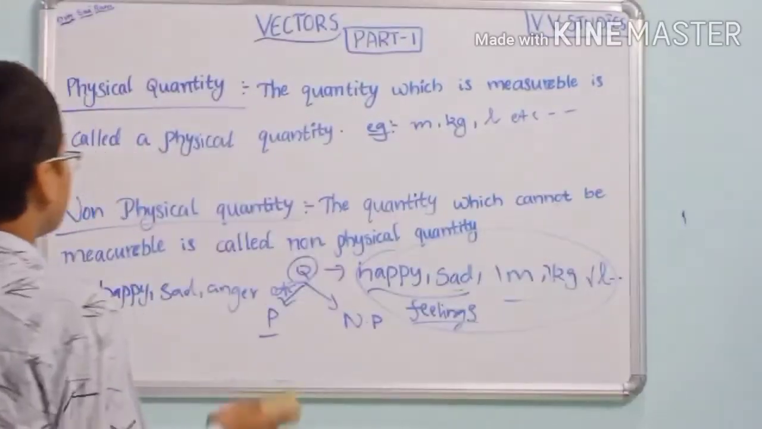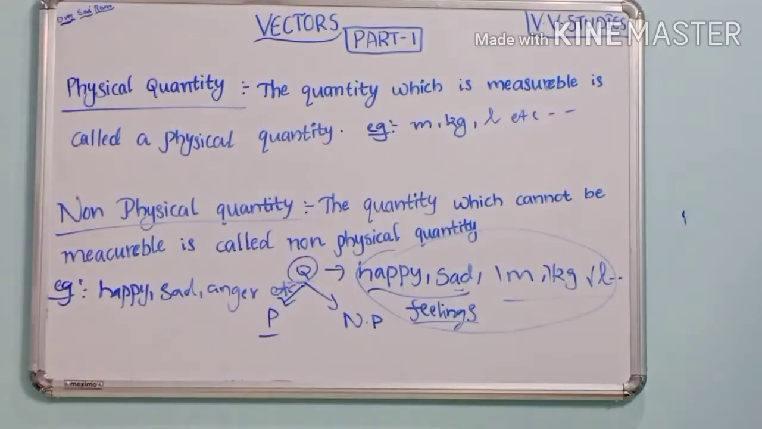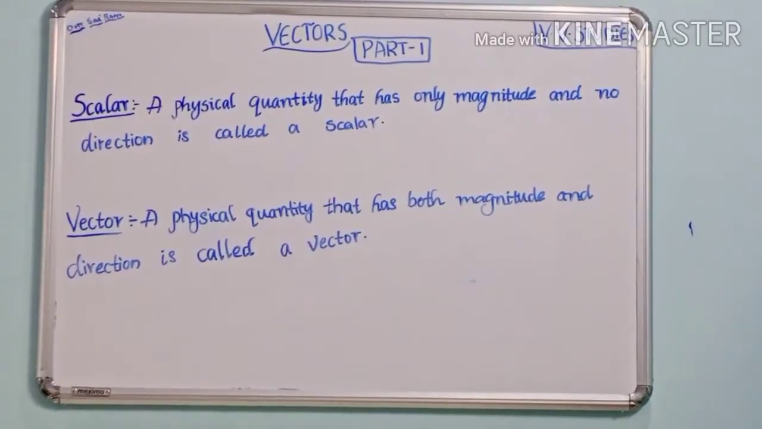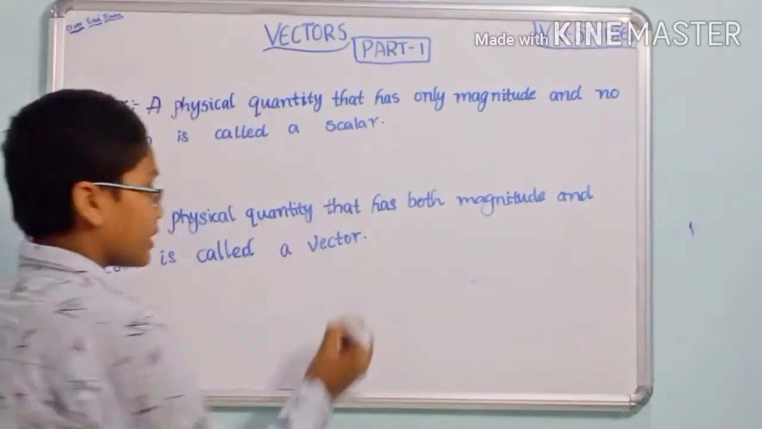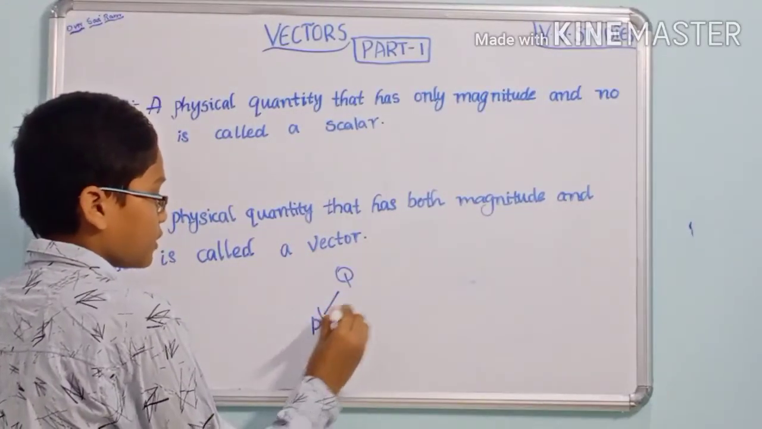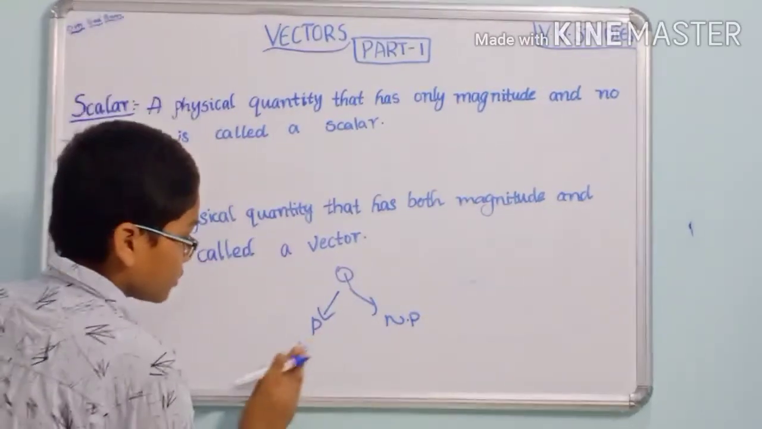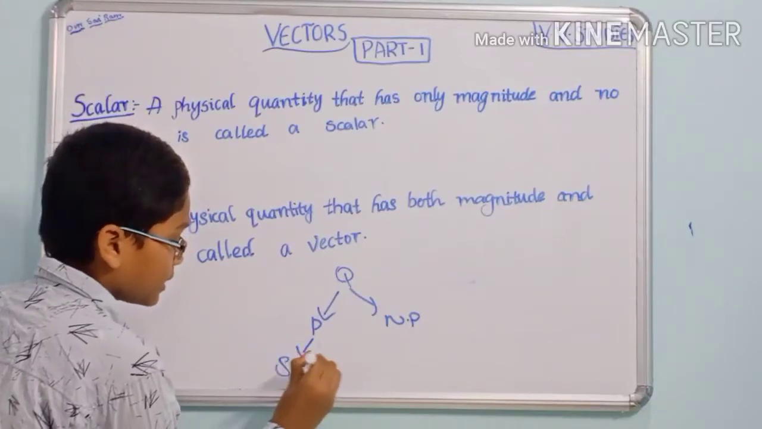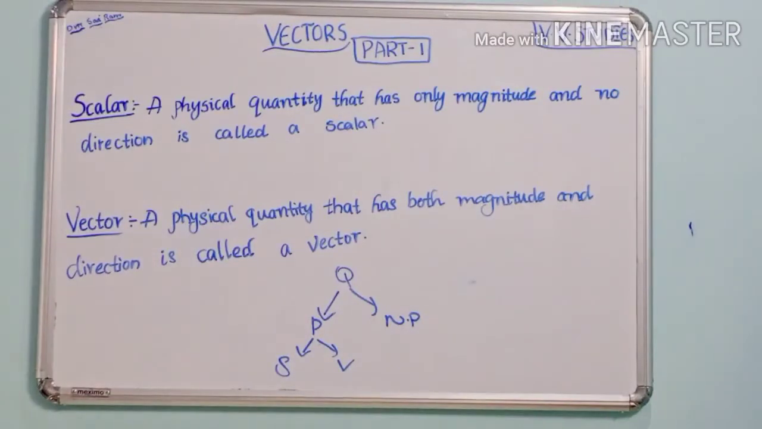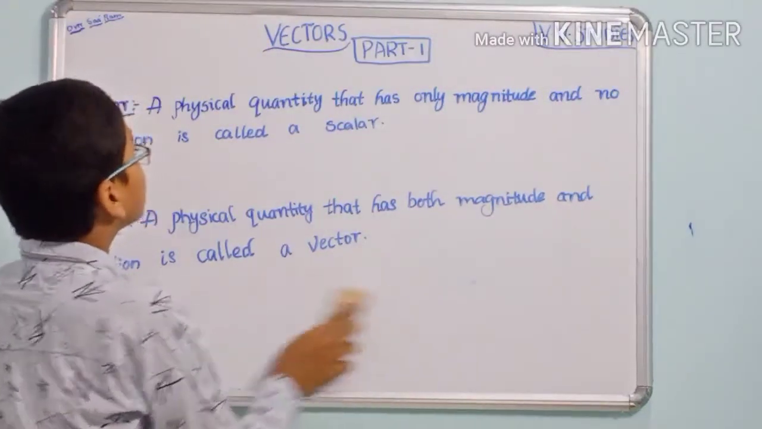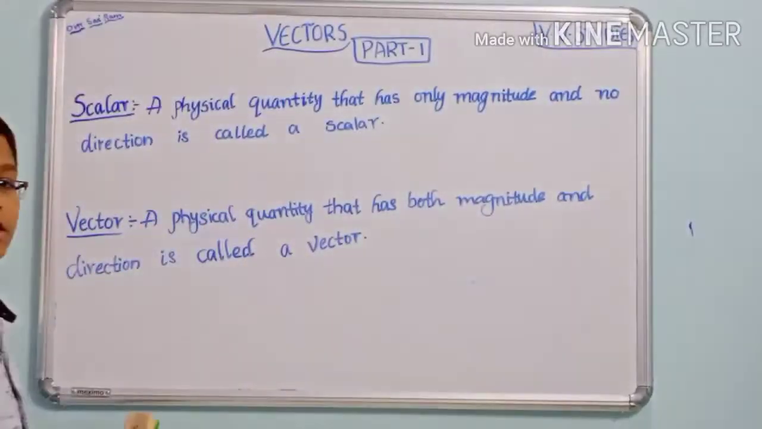I told you that quantity is divided into physical quantity and non-physical quantity. Physical quantity is divided into scalar and vector. Now, what is a scalar? A physical quantity that has only magnitude and no direction is called a scalar.